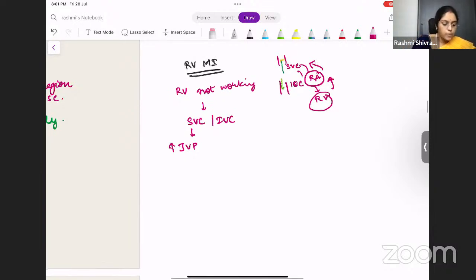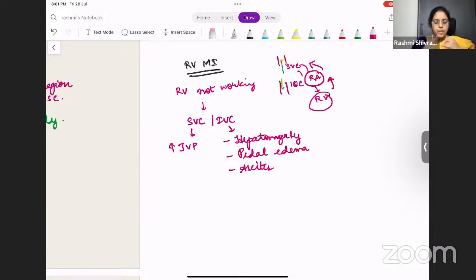So what happens when the IVC pressure is elevated? In the IVC, the pressure is increased. What will happen? The patient will have hepatomegaly, pleural effusion, ascites. So in the lower half, you will have fluid accumulation. There will be more blood flow. So because of the increased hydrostatic pressure, there will be fluid leak into the interstitial space. So this hepatomegaly, pleural effusion, or ascites. So what have we seen? There will be increased JVP, hepatomegaly, pleural effusion, ascites.